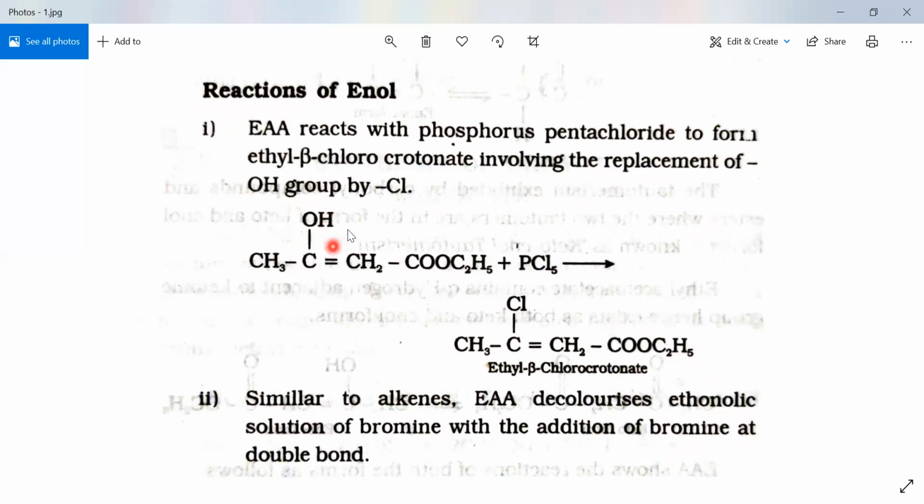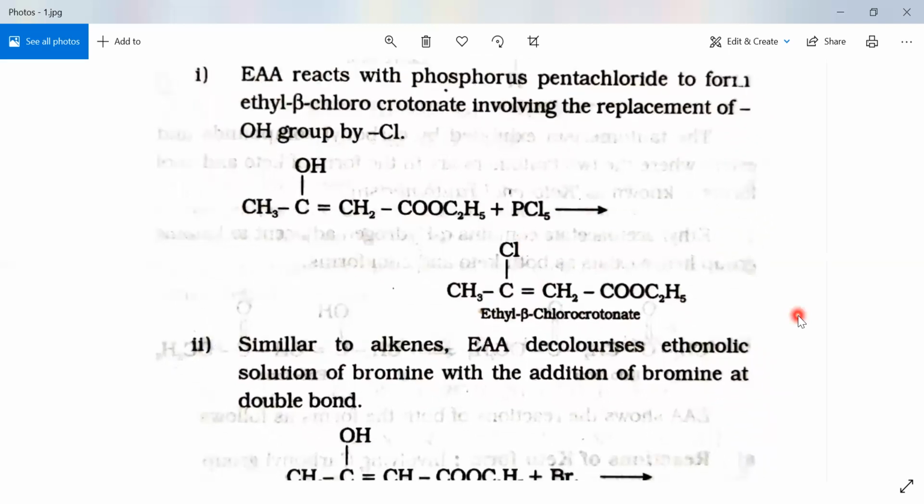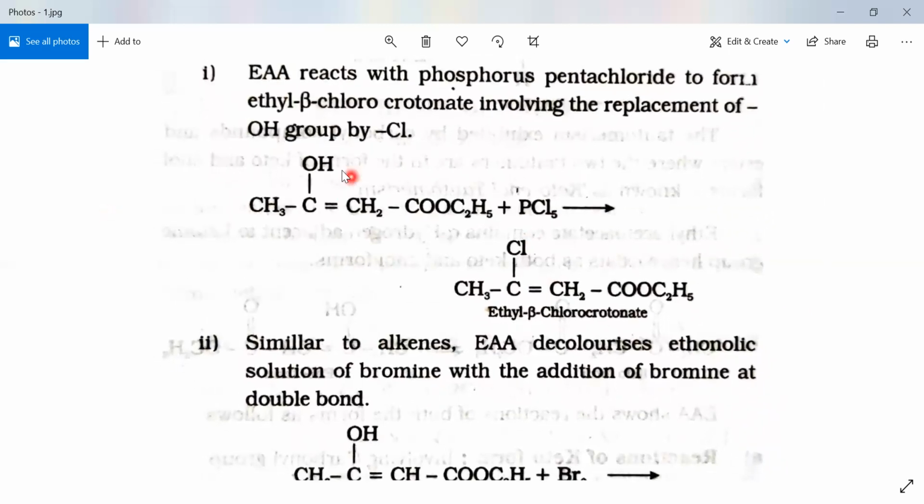So here the enolic group of the ethyl acetoacetate is replaced by chlorine, forming the product ethyl beta chlorocrotonate. So this is the beta carbon attached to the chloro group. Ethyl beta chlorocrotonate is formed when treated with phosphorus pentachloride. So this is the reaction with phosphorus pentachloride due to the enolic group of ethyl acetoacetate.